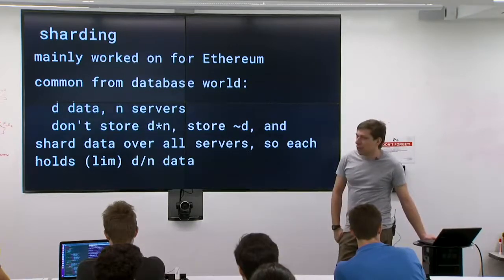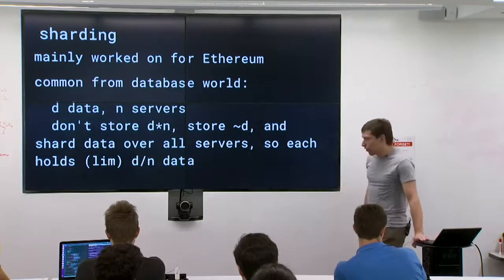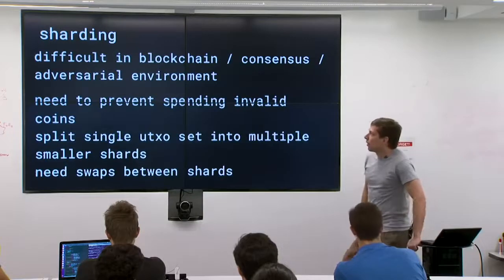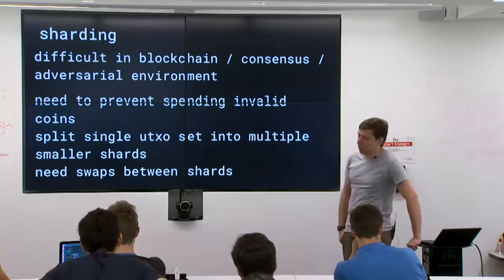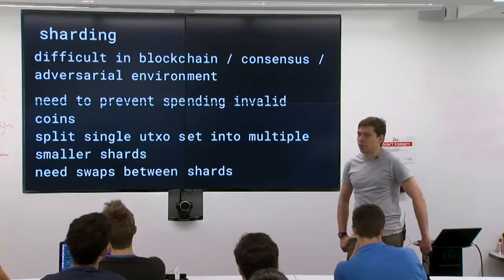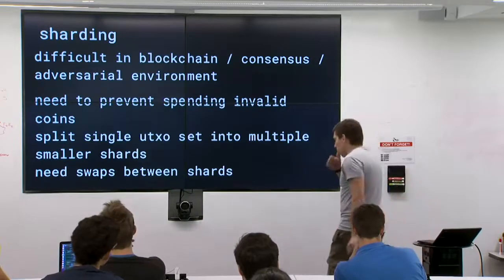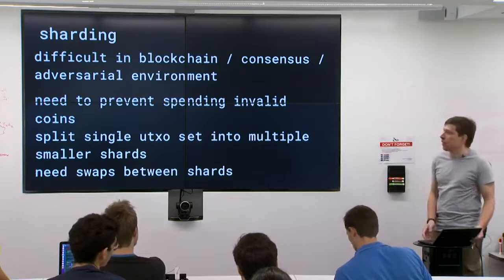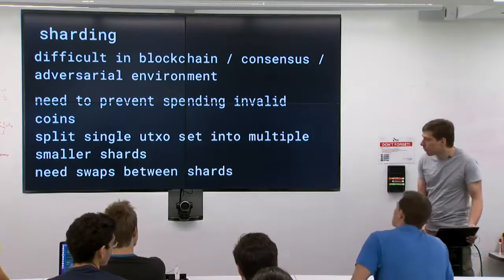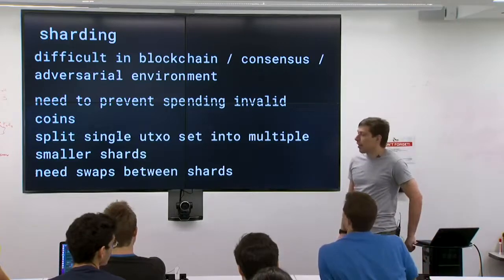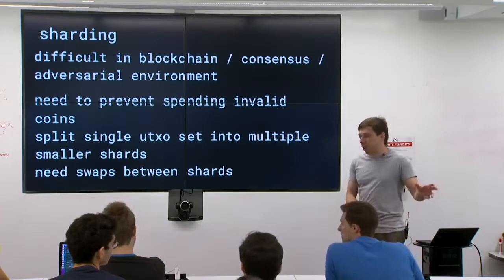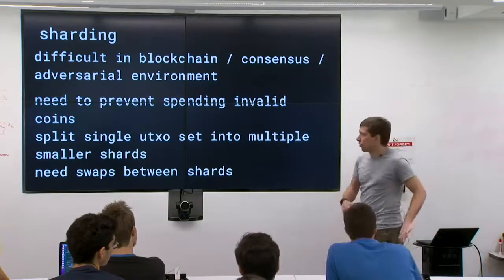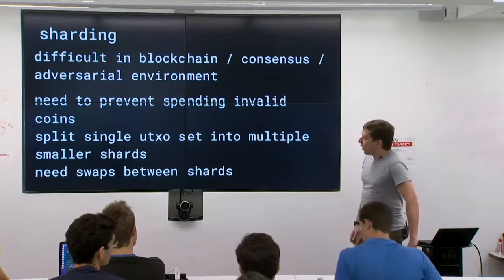In the database world, this is a well-studied problem. But in the context of Bitcoin, Ethereum, blockchains, it's more difficult. It's difficult here because you're in this adversarial environment where people are trying to break your system at all times. People want to create transactions that are invalid because that can be worth a lot of money. I can say, hey, you don't know about this shard, but I'm telling you that on this shard, I have a lot of money and I'm sending it to you.